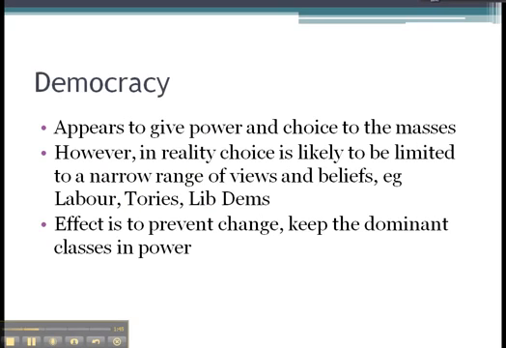So some examples. Lacey discusses democracy, which appears in some senses to give power and choice to the masses. Because you can go and vote, and it's touted as a real symbol of freedom and liberty. And he points out, or Gramsci points out, that in reality choice is likely to be limited to a very narrow range of views and beliefs. So Labour, Tories, Lib Dems are realistically the only parties you're going to vote for these days who are going to get much influence on power.